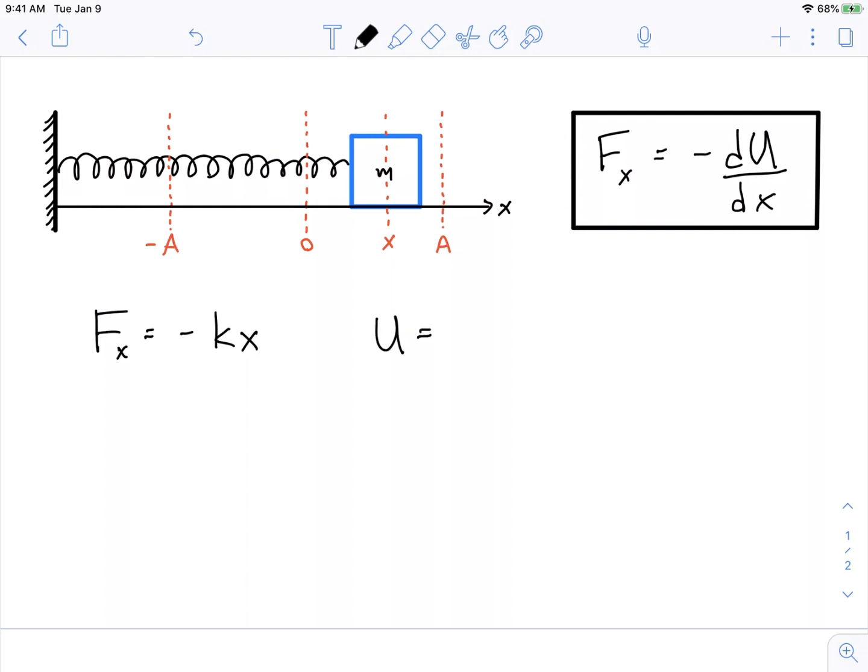And I know that if I take the derivative of u and times it by a negative sign, I must get f of x. So what do I take the derivative of to get x? Well, I take the derivative of x squared to get x, right? But when I take that derivative, what happens? A 2 drops down, so I need a 1/2 in front of this to cancel that.